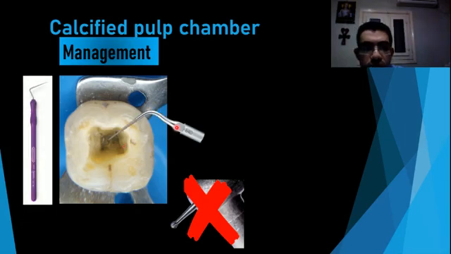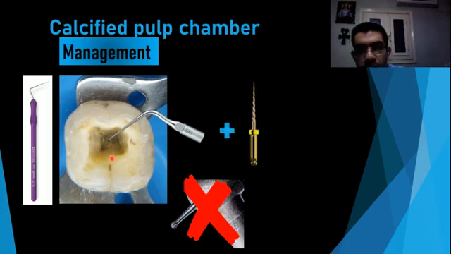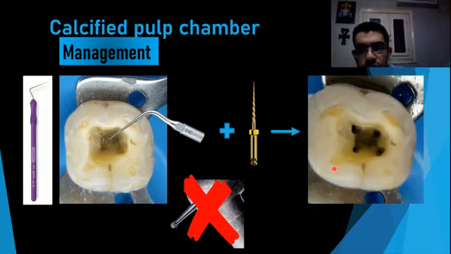You may need the micro openers in order to explore the sides of your canals. And in order to remove this calcification, here we used the ultrasonic tip, and then we inserted the orifice opener file after making sure of the canal orifice's location. And here is the photo after we removed this calcification with ultrasonic and after negotiation with the orifice opener file.